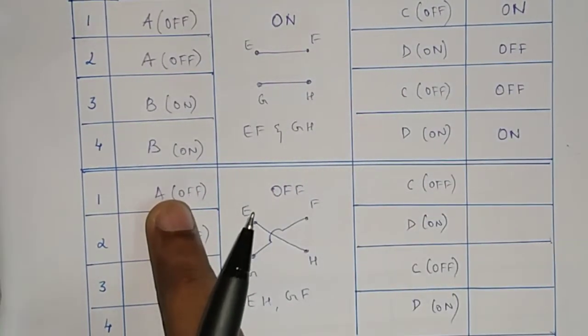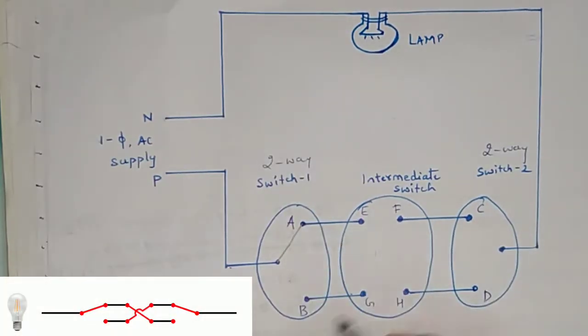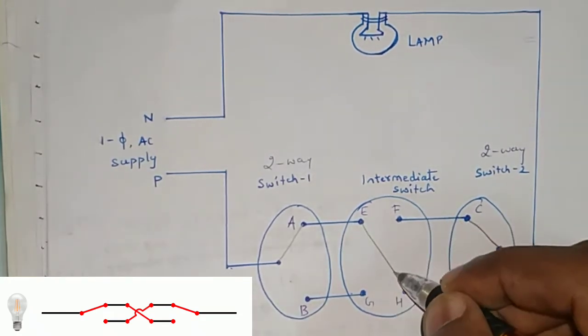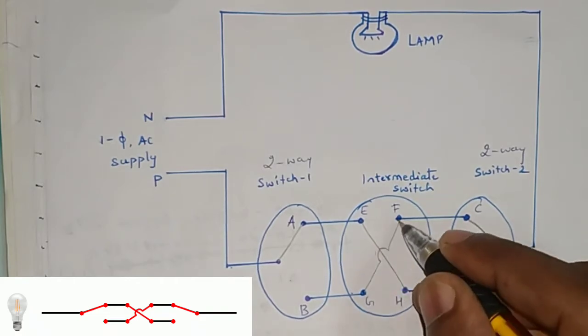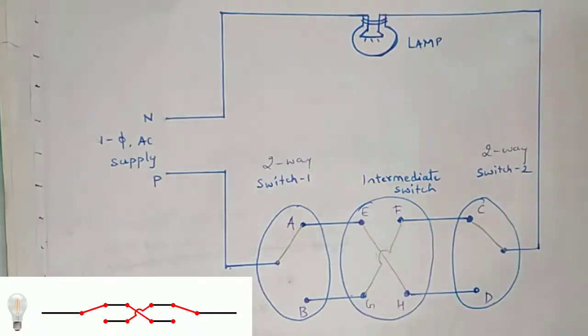Now I'll explain the second set of 4 cases, when the intermediate switch is off. I'll explain what happens to the lamp condition. Switch number 1 is connected to A, switch number 2 is connected to C, and the intermediate switch is in off condition. It means E and H are connected, G and F are connected.